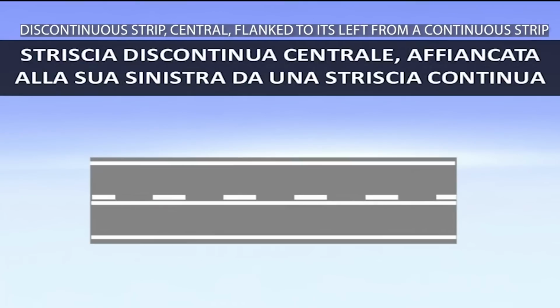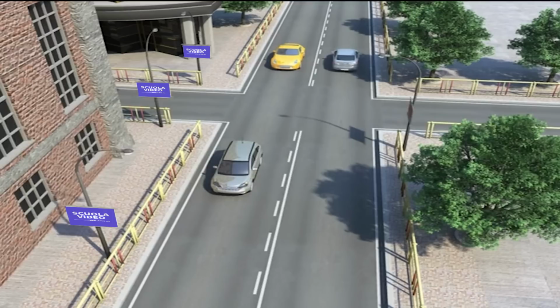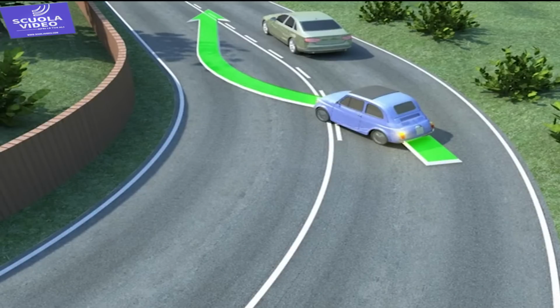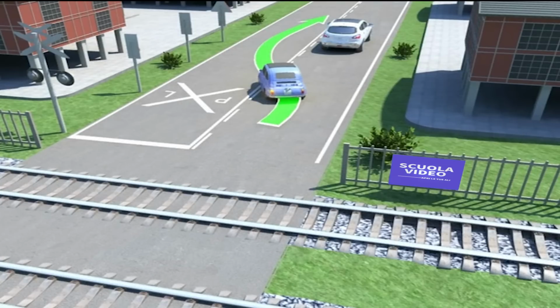Striscia discontinua centrale, affiancata alla sua sinistra da una striscia continua. Discontinuous strip, central, flanked on its left by a continuous strip. It can be found after the intersections on two-way roads, having on our left the discontinuous strip like the vehicle in the figure. We will be allowed to overtake by crossing both lines. We find it immediately after a bend, after a level crossing, or on the downhill stretch.